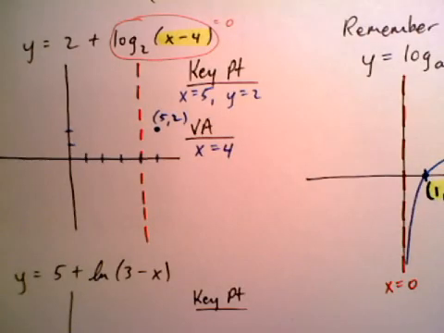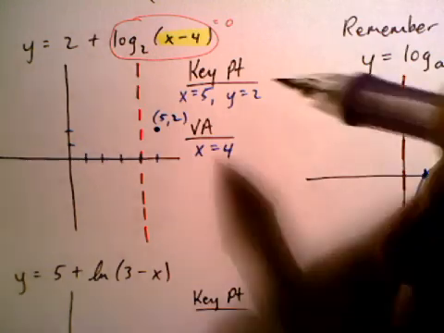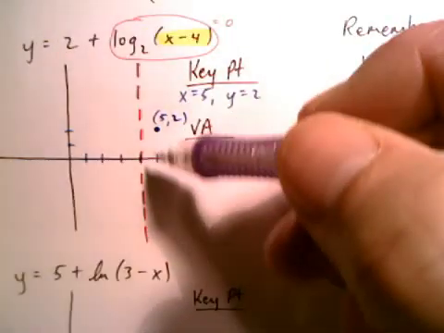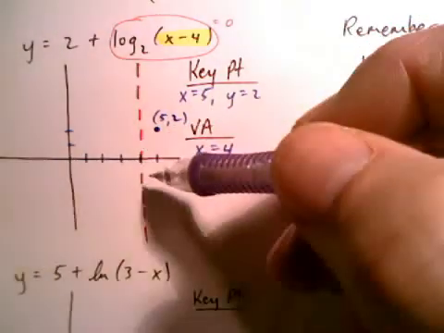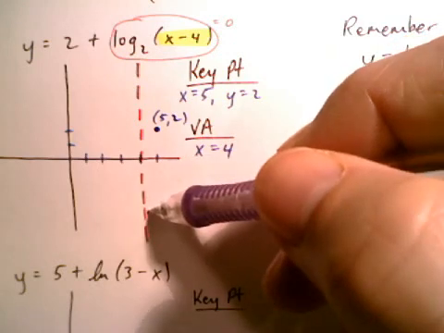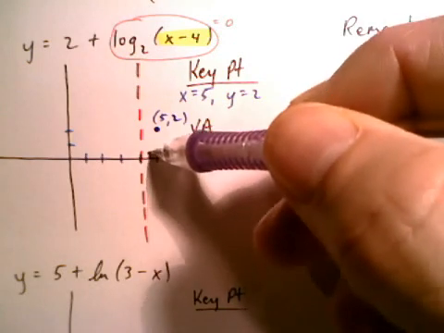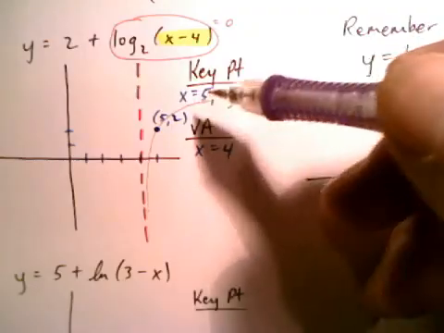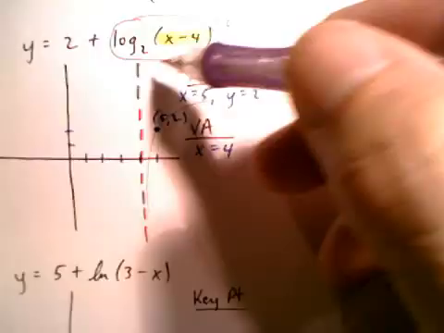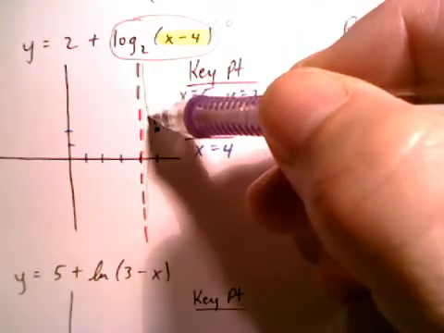So those are two key pieces of information that you want to find on your graph, and that'll at least get you close. Okay, now you know that the graph of this log function has to be to the right of the vertical asymptote, and so you know it's going to either look like this, it's going to come over here like that, or it's going to come down here like this.